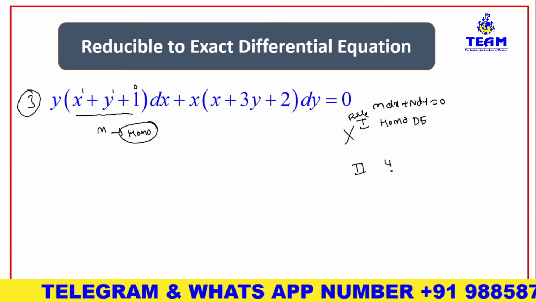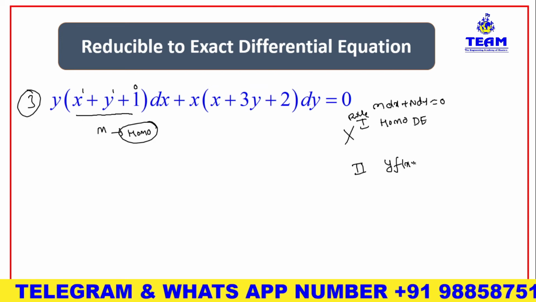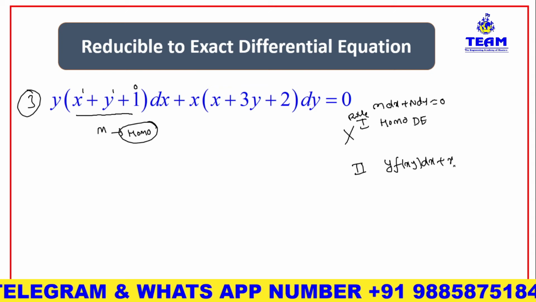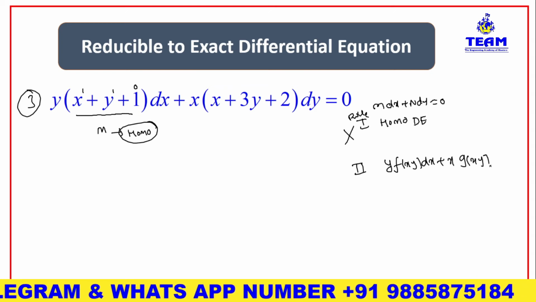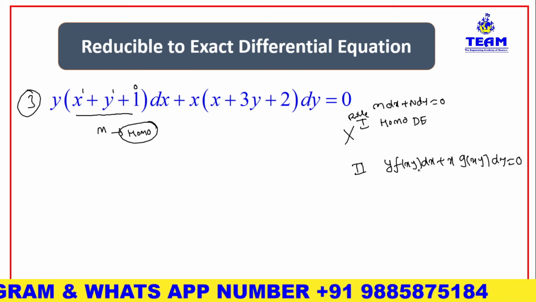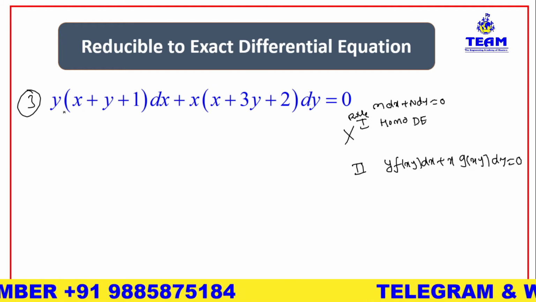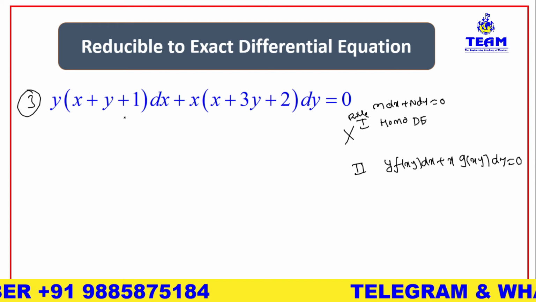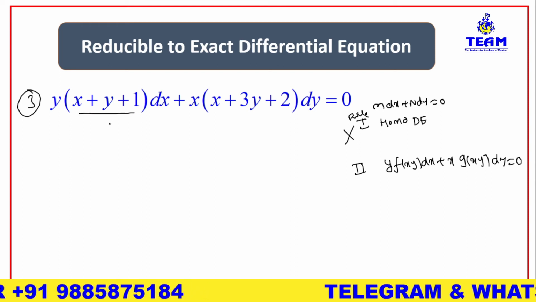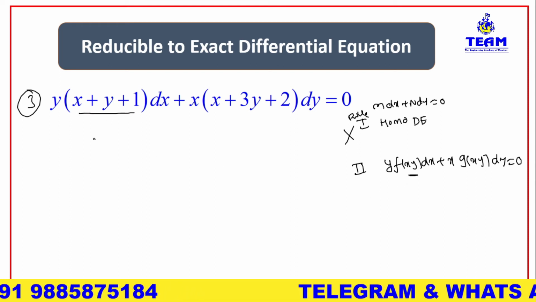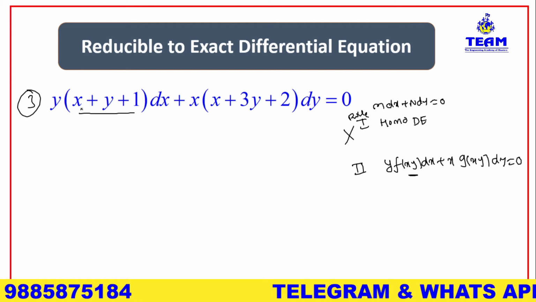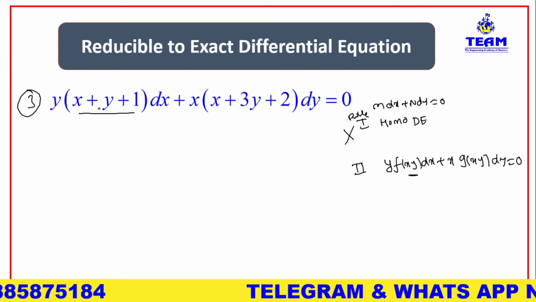What is rule 2? It should be in the form of y into f(xy) dx plus x into g(xy) dy is equal to 0 form. Now here you have y. M is containing y dx term. What about the inside of the term? Inside of the term should be an xy term. Here you have x term. Have you y term? No. Here you have y term. Have you x term? No.